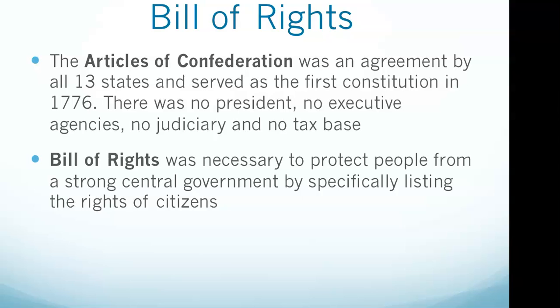Okay, so here we just titled it the Bill of Rights, but we want to go over the Articles of Confederation and the Bill of Rights. The Articles of Confederation was an agreement by all 13 states and served as the first Constitution in 1776. There was no president, no executive agencies, no judiciary, and no tax base. The new Constitution in 1789 would have a much stronger federal government with a president, courts, and taxes. The Articles of Confederation had a weak federal government.